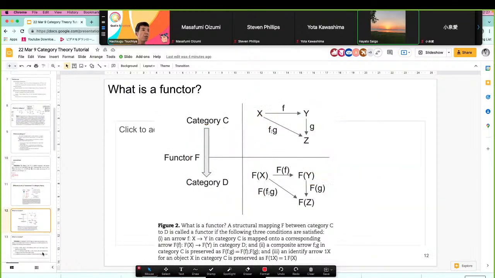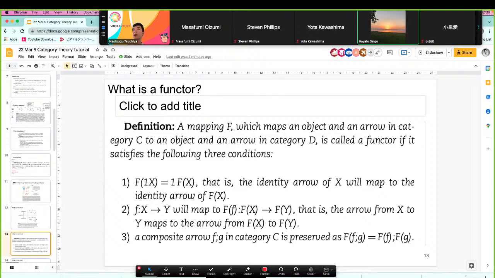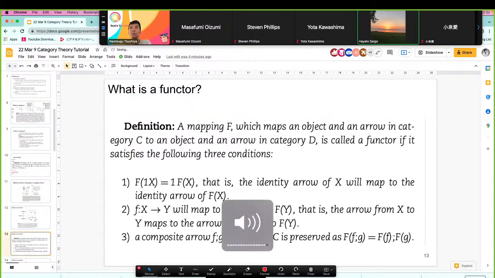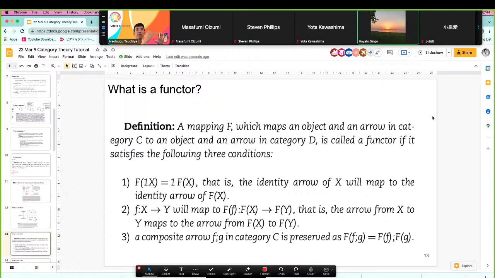I think I should go to this type of formal definition first. I'll just read it aloud first. The definition of a functor is a mapping F, which maps an object and arrow in one category C to an object and arrow in another category D. Okay, so we are now talking about the relationship between two categories, and each of them itself has some kind of objects and also arrows.